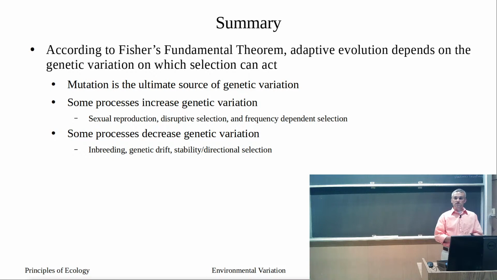Genetic drift decreases genetic variation. If given enough time, alleles will be fixed in our population. And also stabilizing and directional selection. Those are the other two. All right.